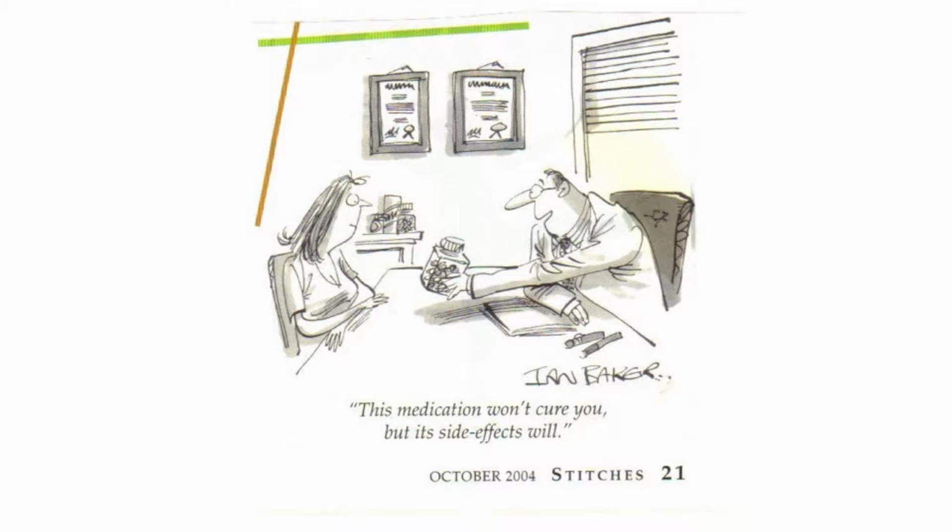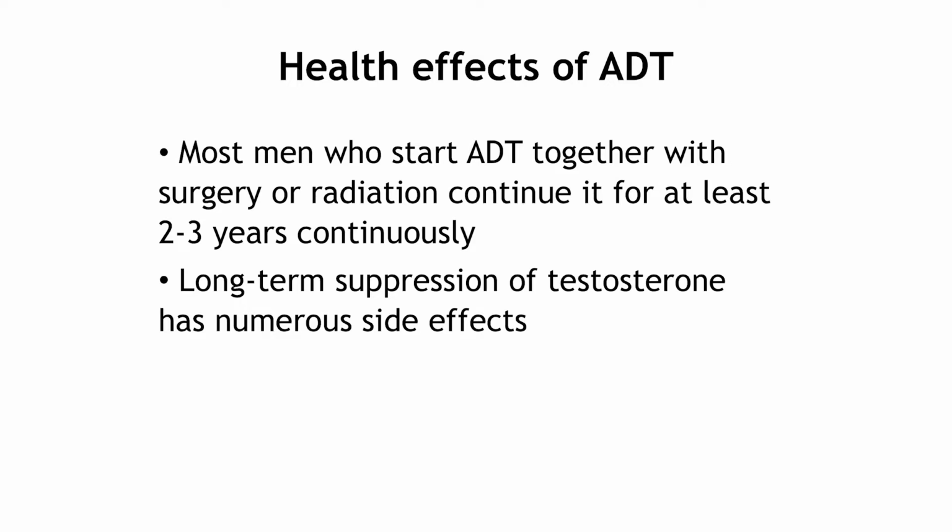For those who can't read the text at the bottom, it says, this medication won't cure you, but its side effects will. So I'm going to jump into the main focus, which is side effects and why. So first of all, most men who go on ADT are on it on average for 2 to 3 years, sometimes intermittently, where you're on for a period of time and then off, or else continuously. And that treatment will typically last 2 to 3 years, but sometimes will last for the rest of their life, especially if they have metastatic disease.